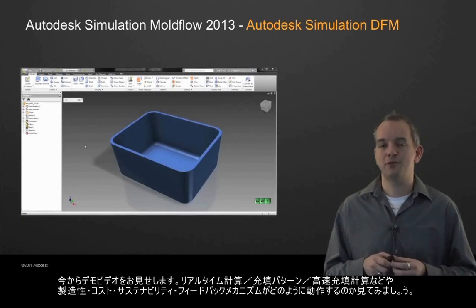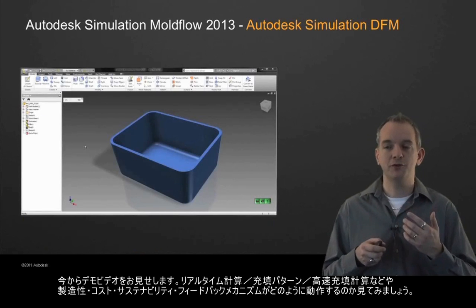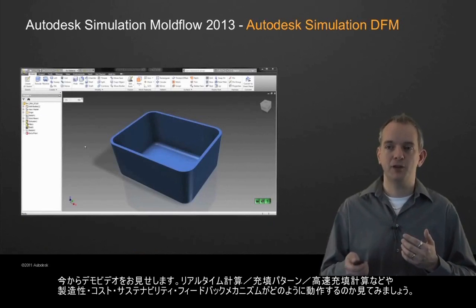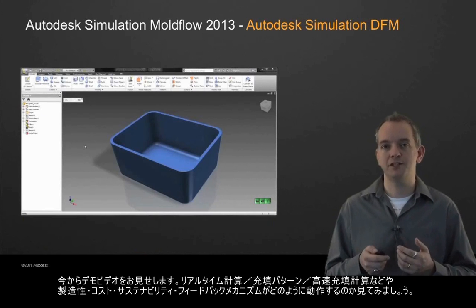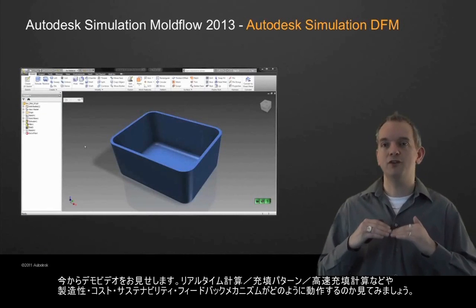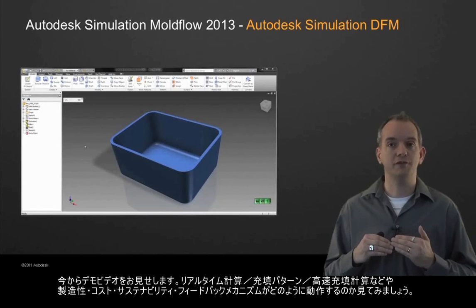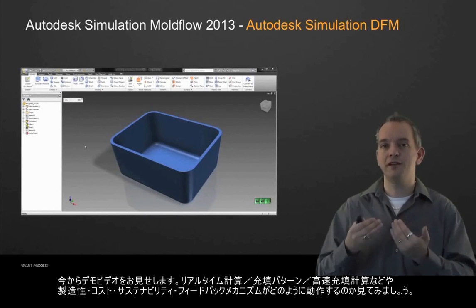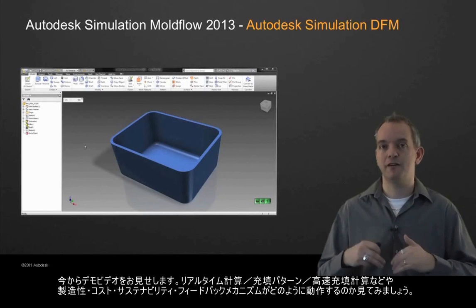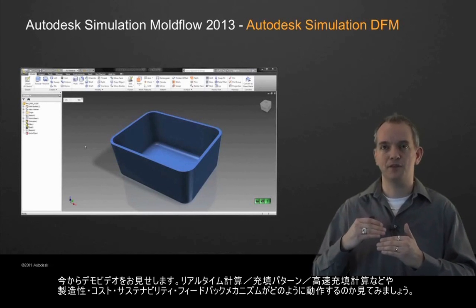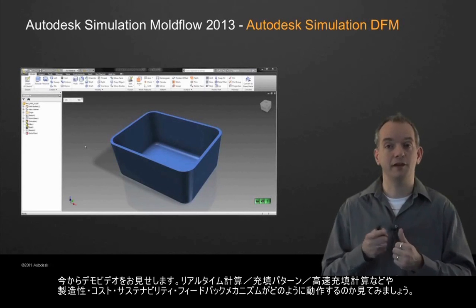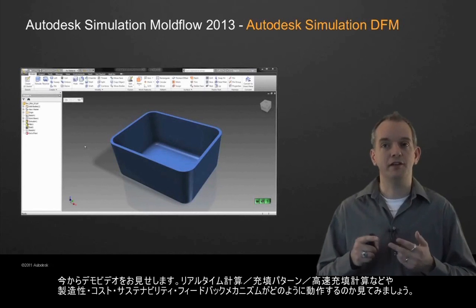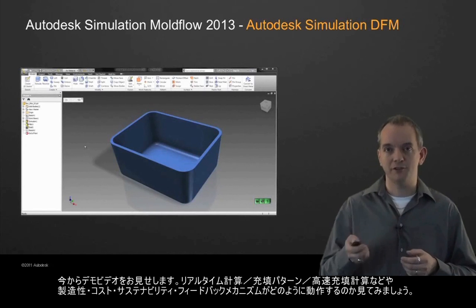To really show you how this product works, we put a small demo together. You will see that we do a real-time calculation on a filling pattern. This is part of the underlying technology that we're using for this product. In a fraction of a second, we do a really quick meshing and filling calculation and provide that as a mechanism to provide the manufacturability, cost and sustainability feedback. Let me show you how this works.